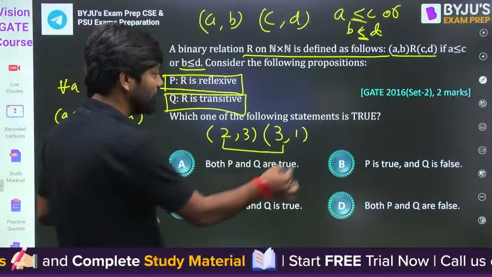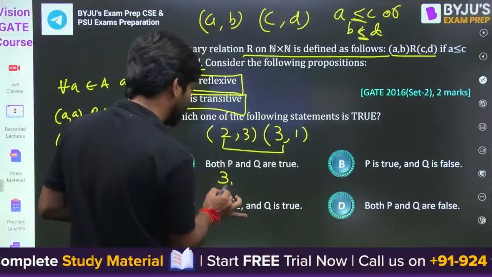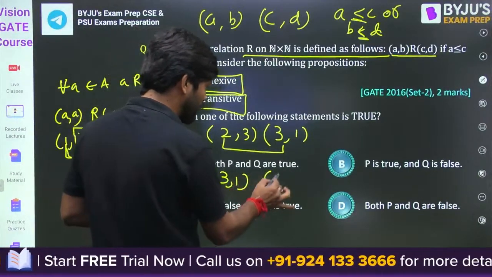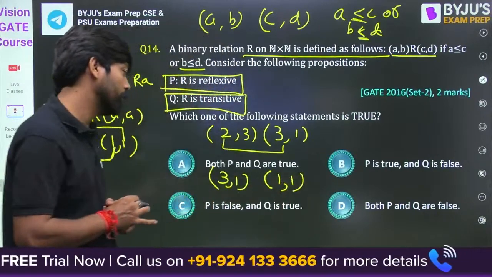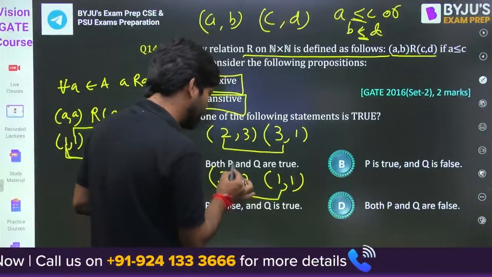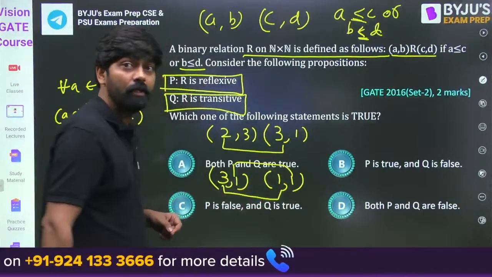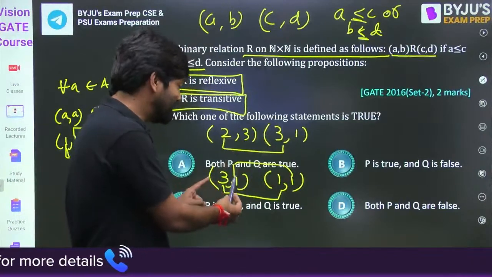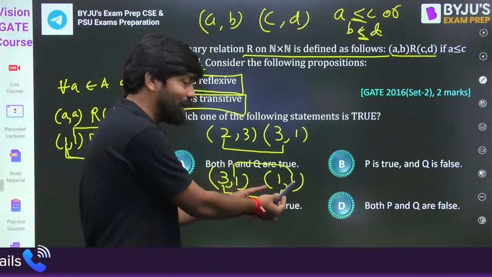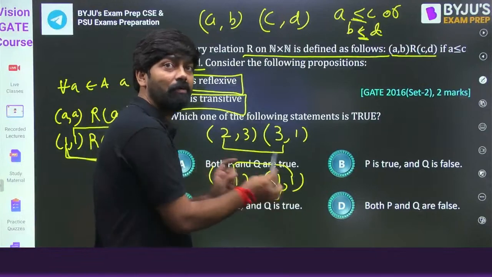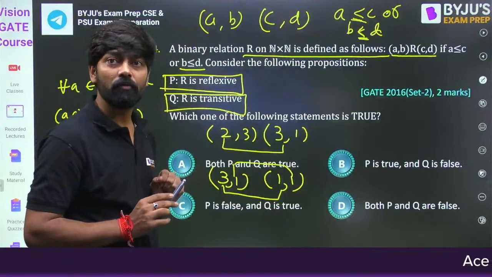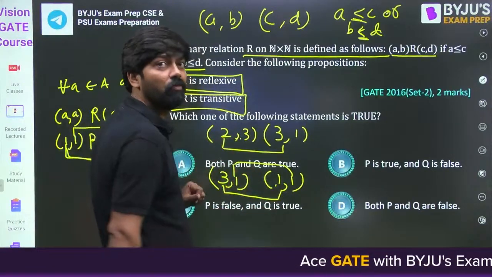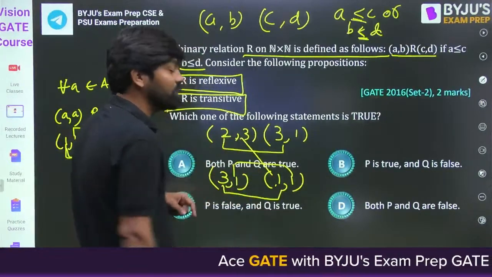Now if I take (3, 1) and (1, 1): is 3 less than or equal to 1? No. But 1 is less than or equal to 1, so it is also related, my dear friend. So (A, B) is related to (C, D) and (C, D) is related to, let's suppose, (E, F), so (A, B) should be related to (E, F). Are you getting my point? But if you see clearly, 2 is not less than or equal to 1 and 3 is also not less than or equal to 1. So this ordered pair will not be there. So it is not transitive.